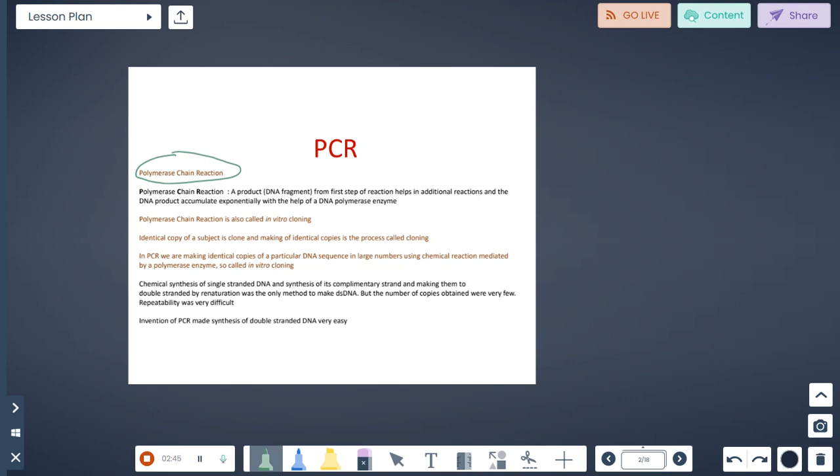Because of that, people were looking for a very easy method which we could do in a very short period of time. In chemical synthesis, repeatability was also very difficult. So this method was proposed by Kary Mullis and his colleagues. They were looking for an enzymatic method so that this could be done in a very easy manner. The invention of PCR made the synthesis of double-stranded DNA very easy.